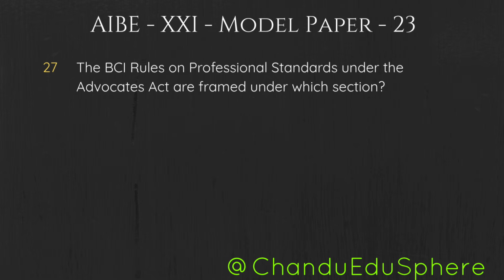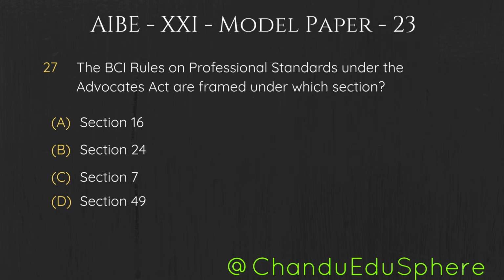The BCI rules on professional standards under the Advocates Act are framed under which section? Section 49. Section 49(1)(c) of the Advocates Act 1961 empowers the Bar Council of India to make rules prescribing the standards of professional conduct and etiquette to be observed by advocates, which are codified in Part 6, Chapter 2 of the BCI rules.